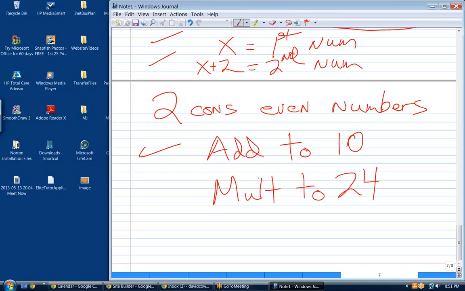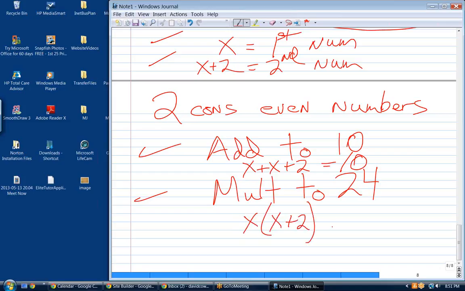Add them together. Wait, so x plus x plus 2 equals 10. What's the second equation? What equation says that they multiply together to equal 24? Maybe x times x plus 2? Okay, there's equation number 1. There's equation number 2.